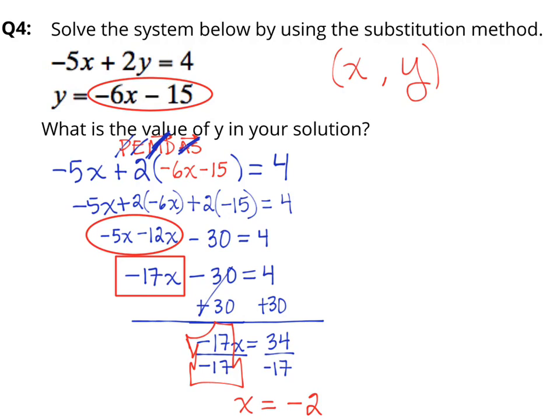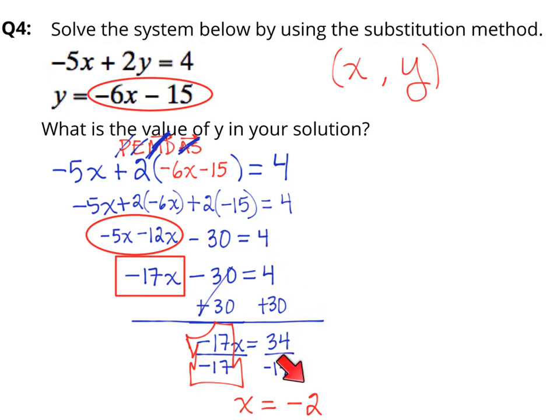And a lot of people were punching in on Edulastic. They were typing in negative 2. And then you were perplexed. You were confused because you were getting it wrong. And you went through your entire work and you were like, hey, I'm right. You're right. x equals negative 2. That's not what I asked you for. I asked you for the value of y.